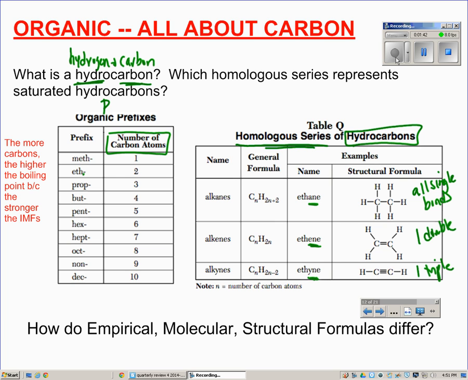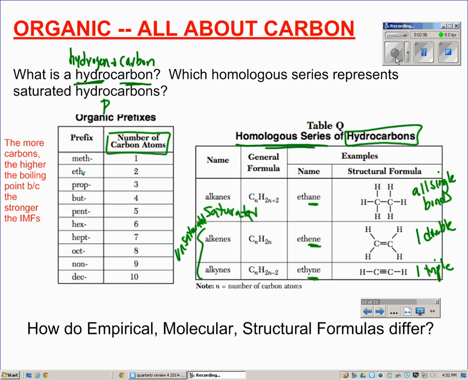And alkynes have 1 triple bond. Okay? Alkanes, alkenes, alkynes. Now, if they're all single bonds, remember we sounded like a snake, single, saturated. So the saturated compounds are alkanes, whereas unsaturated are alkenes and alkynes. Remember to remind yourself, saturated is single bonds.